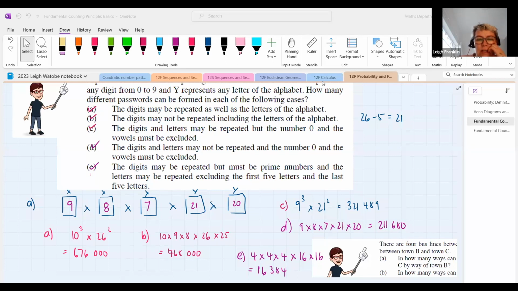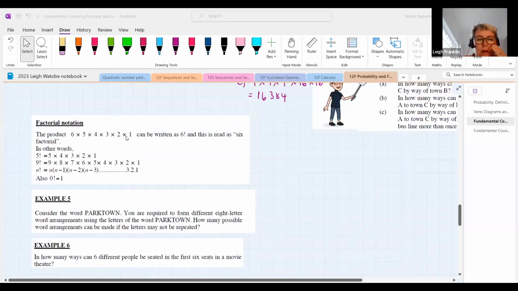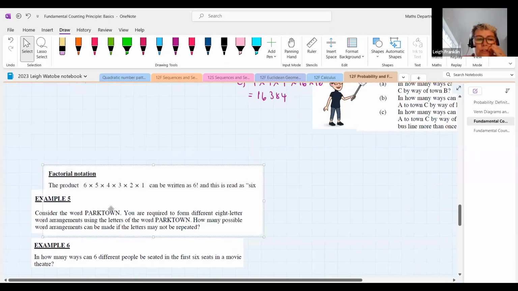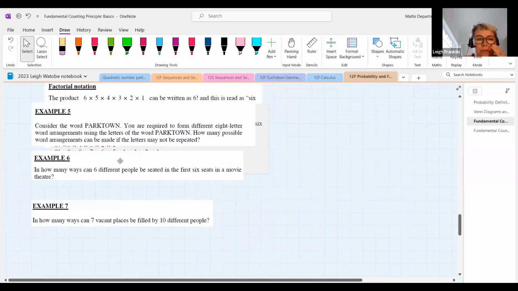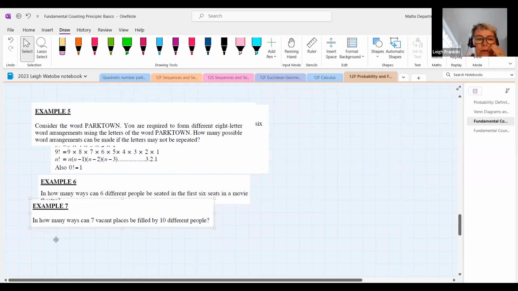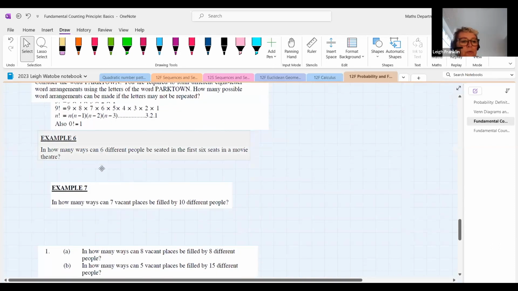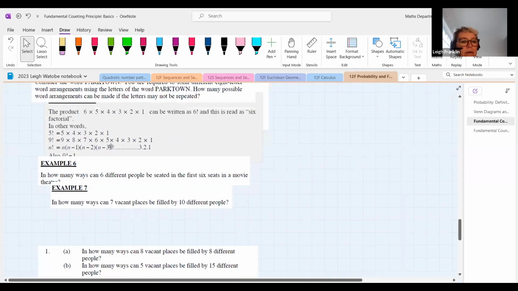I don't know if you've done this section at school. We're just talking about the number of ways in which things can happen. We're talking about factorial notation and exponential notation. Okay. So let's get into something that becomes a little bit more interesting.